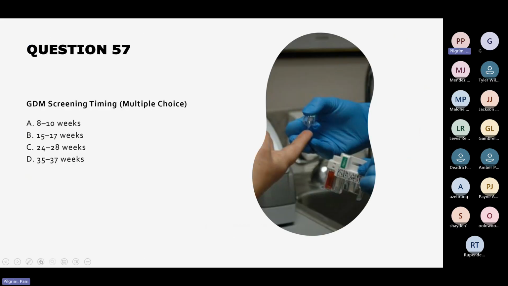All right, question 57. Gestational diabetes screening timing. When do we do that? Which is the best answer down there? The answer is C, 24 to 28 weeks.